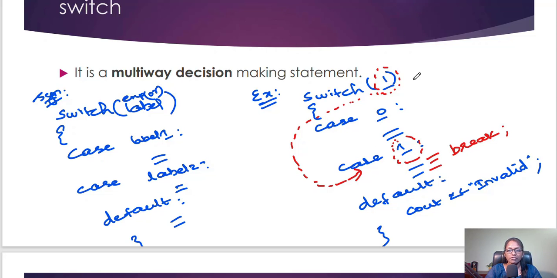So if I am giving here switch 1, and in the case of 1 I am giving 5, what happens? Case 0 is not matched, and case 1 is also not matched. So if no cases are matched with the expression or value, then the control will be transferred to the default block. If no value is matched with the case label, then the default block will be executed. At that time the output will be invalid. Okay, this is the switch statement, a multi-way decision making statement.